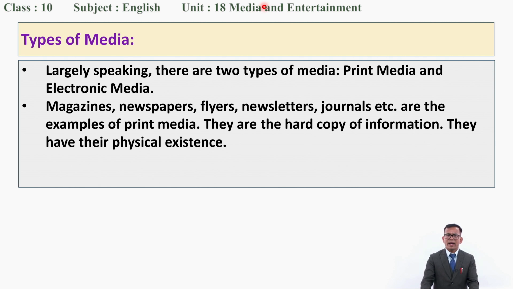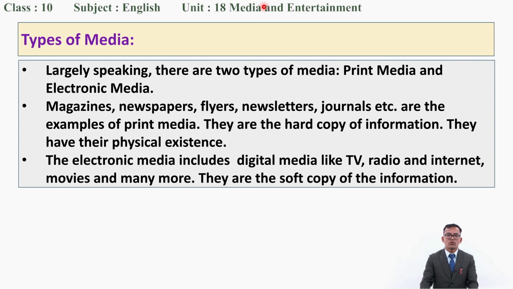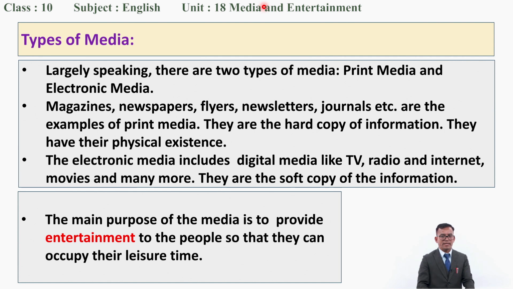You're right. And what is next? Types of media. Right. Electronic media. So, electronic media includes digital media like television, radio and internet, movies and many more. They are the soft copy of the informations. Can you guess, dear students, what may be the main purpose of media then? Great. You're right. So the main purpose of media is to provide entertainment to the people so that they can occupy their leisure time, right?